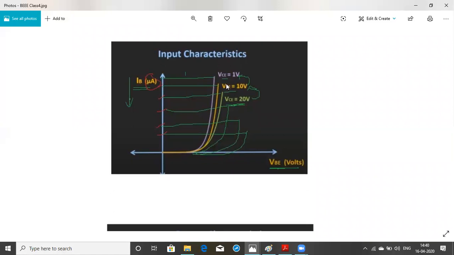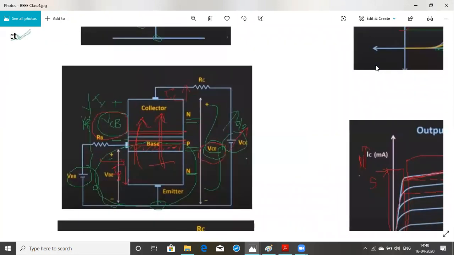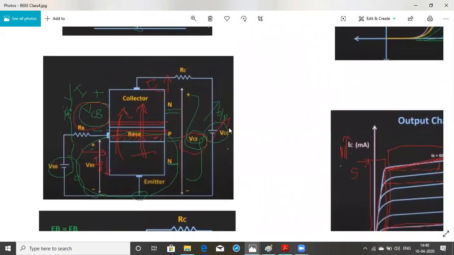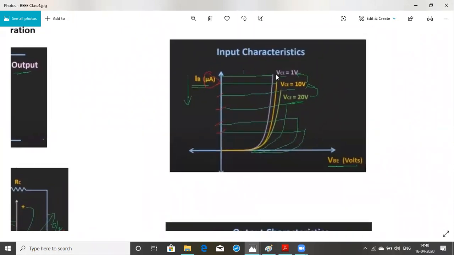Why is it moving? Because whenever the collector emitter voltage VC increases, the base width becomes so narrow, because you are increasing the reverse bias voltage. Therefore the base current decreases. So for every increase of the VC voltage, the base current value decreases. These are the input characteristics.